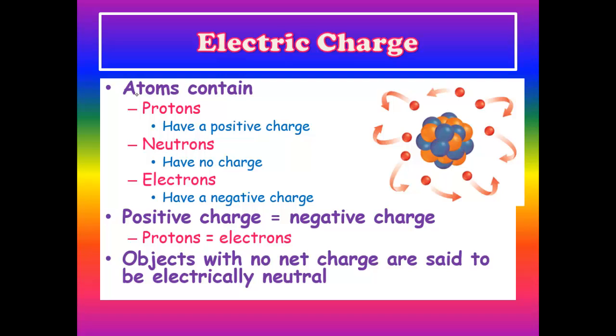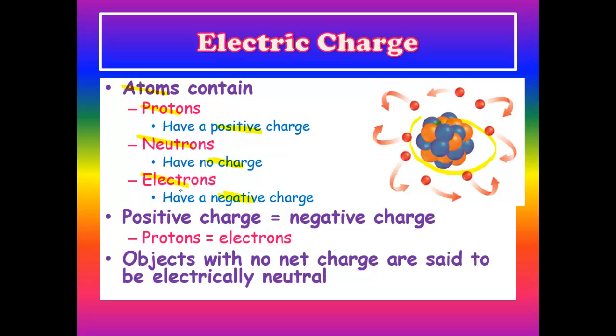So hopefully we remember that atoms are made up of protons, neutrons, and electrons. They have these three basic components. If we look at the diagram of an atom, you've got this nice nucleus in the center that makes up the protons and neutrons. Protons, positive charge. Neutrons, no charge. Then they're surrounded by these outer things called electrons, which have a negative charge.